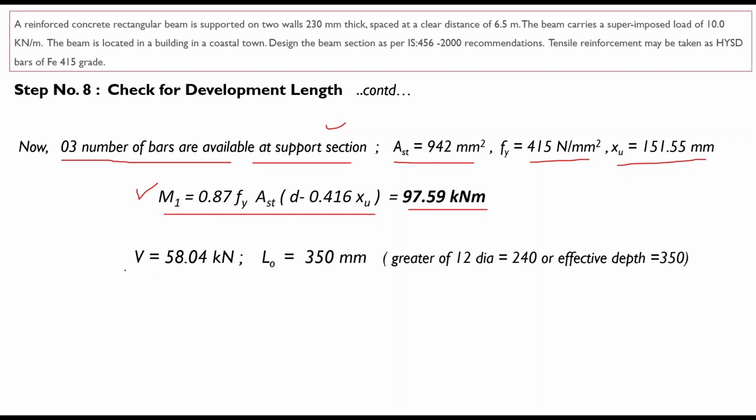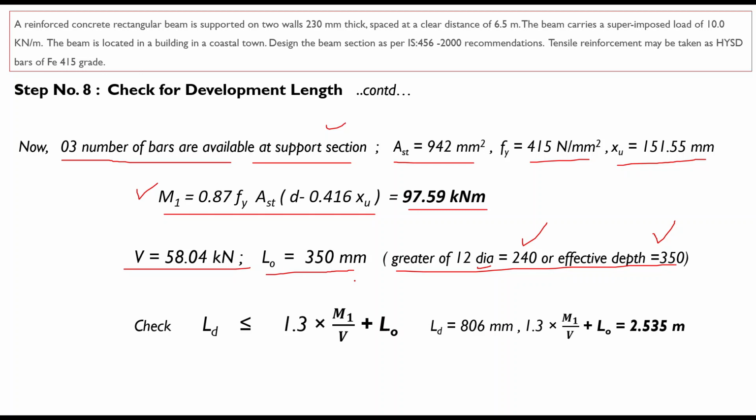We have already calculated V as 58.04 kilonewton, and L naught. Here the code is suggesting the greater of 12 dia, meaning 12 into 20, that is 240 mm, or the effective depth 350. Whichever is the greater value, that's why L naught we can take as 350 mm. By putting the information in this formula, Ld is 806 mm.